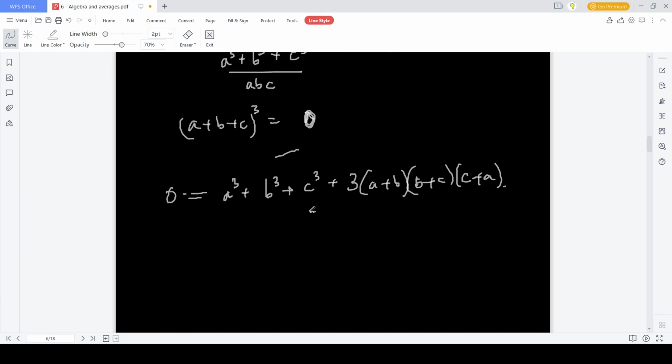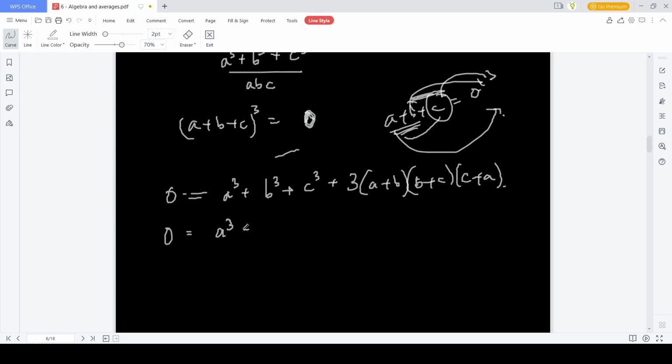Okay, now see, we have the equation a plus b plus c equal to 0. Okay, so what is a plus b? Minus c, right? If you take c this side. Similarly, what is b plus c? It is nothing but minus a, and c plus a is nothing but minus b. Okay, using that logic, we will get that 0 is equal to a cube plus b cube plus c cube, okay, plus 3 into a plus b is nothing but minus c, b plus c is nothing but minus a, and c plus a is nothing but minus b. Okay, so if you simplify this, you will get minus 3abc.